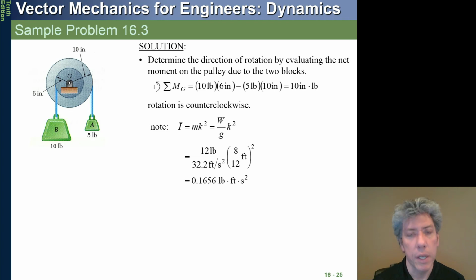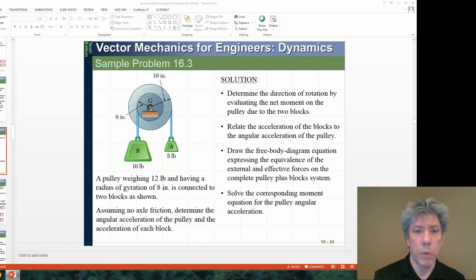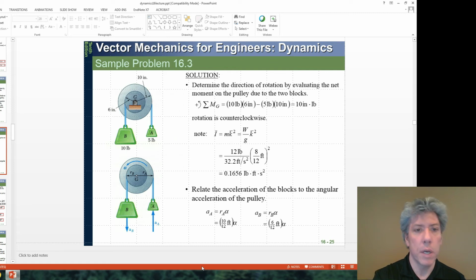Now be careful here. Some of you are probably used to using an ijk coordinate system, and you look at that k with a bar over it and you think that it's the unit vector in the z direction. That's not the case. This is simply the radius of gyration squared. So that's all I really wanted to point out, and I'll let you go through the rest of that example on your own.